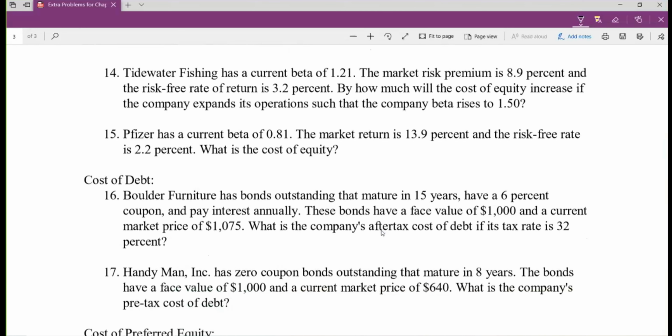Okay, now for problem 14. Tidewater Fishing has a current beta of 1.21. The market risk premium, RM minus RF, is 8.9. The risk-free rate, RF, is 3.2%. By how much will the cost of equity increase if the company expands its operations such that the company beta rises to 1.5? So here I have two betas. Beta 1 equals 1.21 and beta 2 equals 1.5.